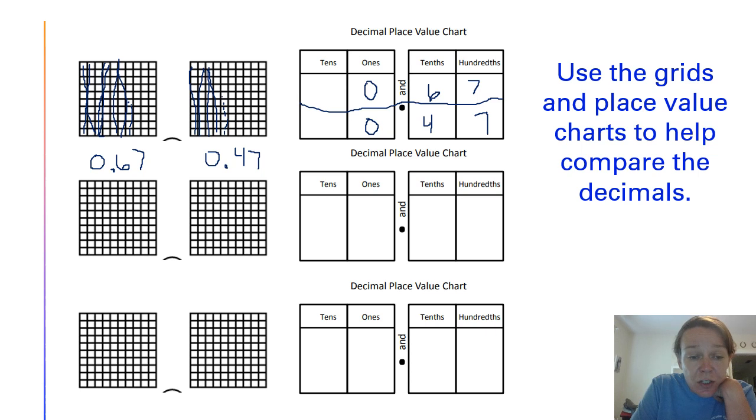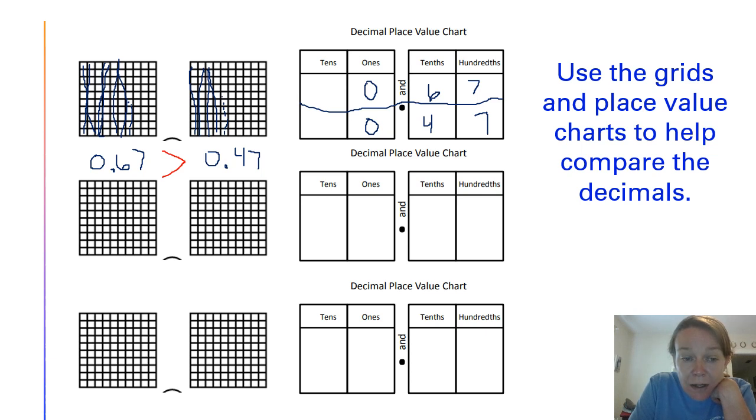Now, this one's pretty straightforward, so you might already be saying it's 67 hundredths, and you are right, 67 hundredths is larger. So I'm going to put my inequality sign, or my alligator mouth, eating the larger one. Okay, but let's take a look at it in the place value chart.